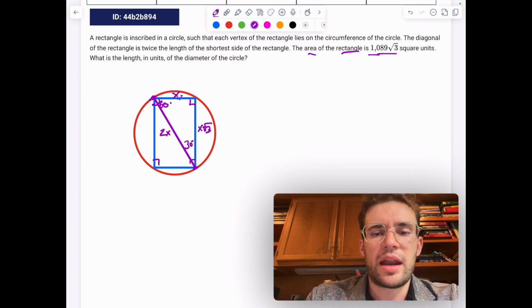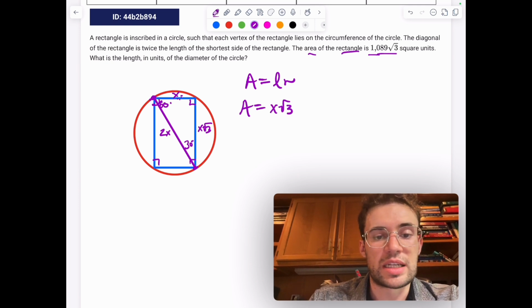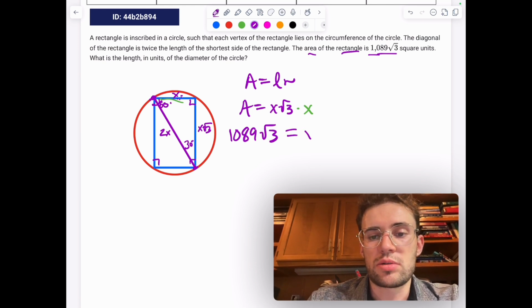So if you can do that, then we know the area of a rectangle is length times width. So in this case, the length is x root 3. We just used that 30, 60, 90 ratio to find that. And the length of the shortest side is x, right? We don't know what x is yet, but we do know the area is 1089 root 3. So 1089 root 3 is equal to x times x root 3, which is x squared times the square root of 3.